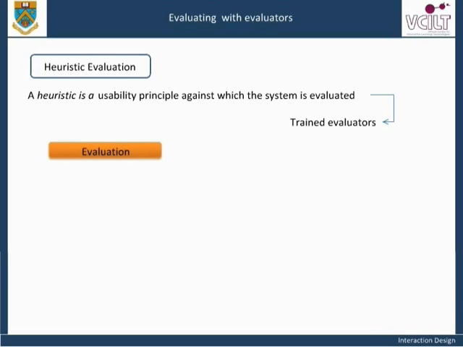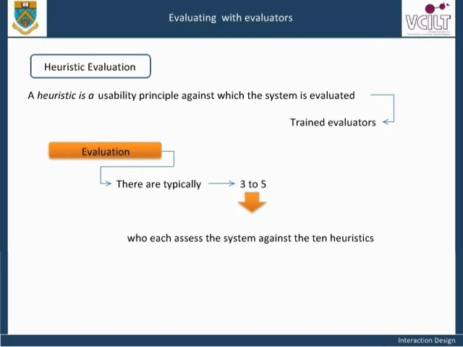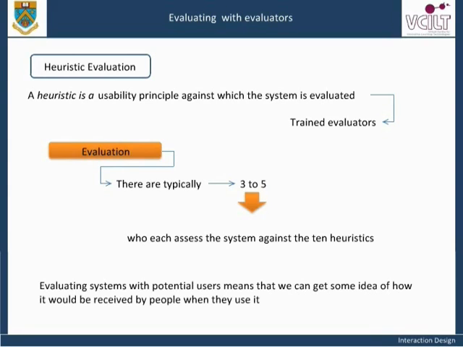In an evaluation, there are typically 3 to 5 evaluators who each assess the system, or a prototype of it, against the 10 heuristics. Before performing the evaluation, all the evaluators will need to be trained in terms of the evaluation technique and the tasks that the system is supposed to support. The evaluation itself usually involves working through a scenario of use, an example task that users might perform with the system. In order to identify problems thoroughly, the evaluators usually work through the scenario twice, once to get an overview of the system, and the second time to assess the usability in depth.